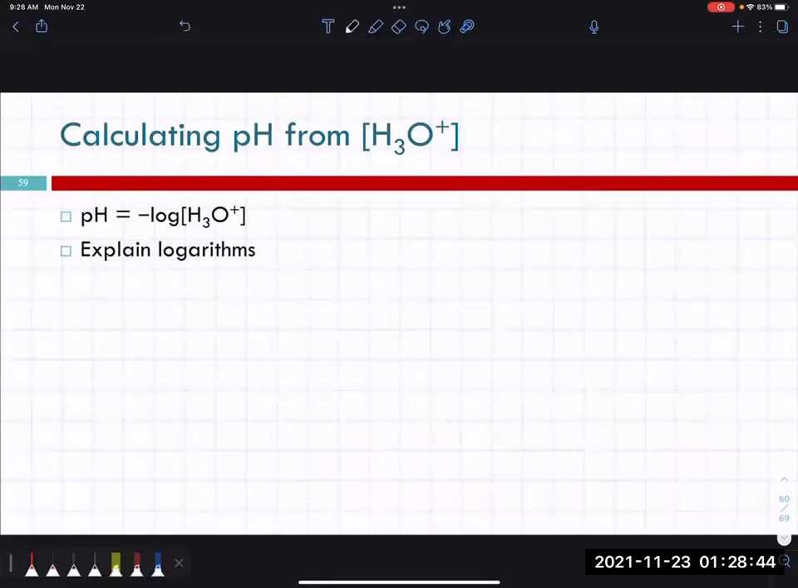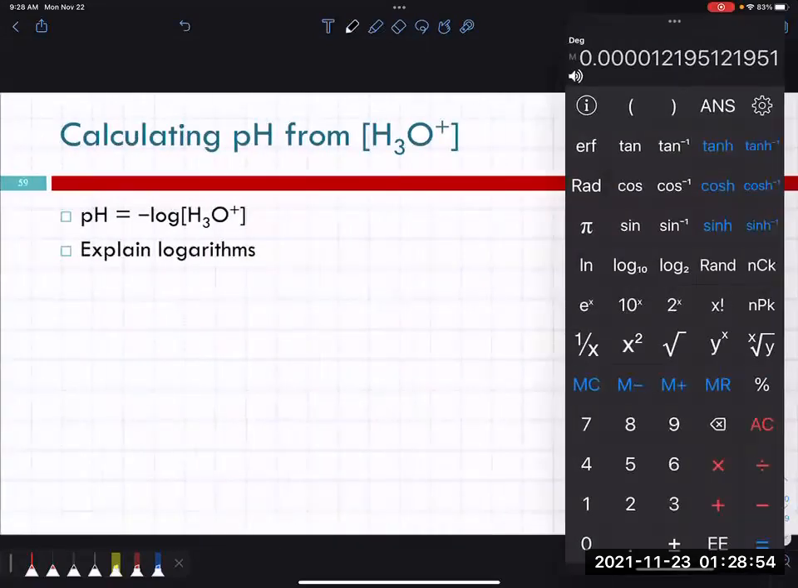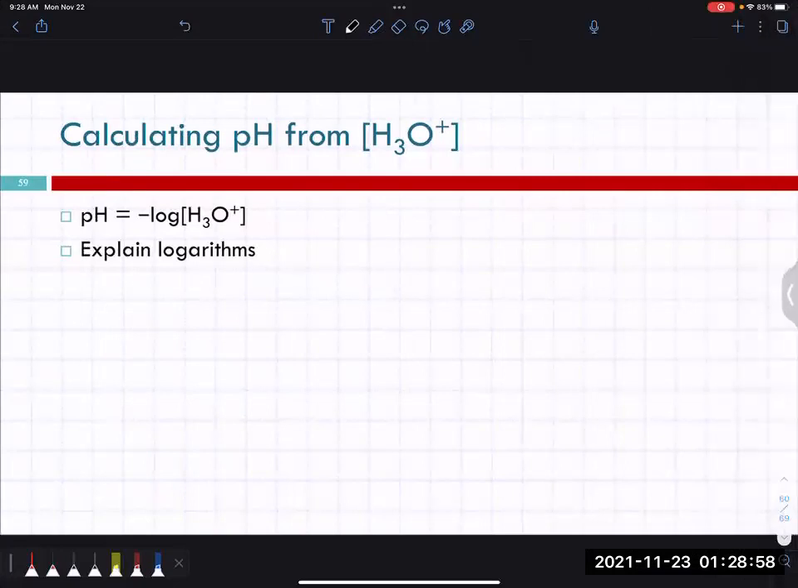Explain logarithms. I don't know if I can explain logarithms necessarily, except for how to use them practically. One of the things that you need to know, I'm just trying to get my calculator here. There are different logs. So when we're looking at, let's say, negative log of concentration, so 1 times 10 to the negative 7.